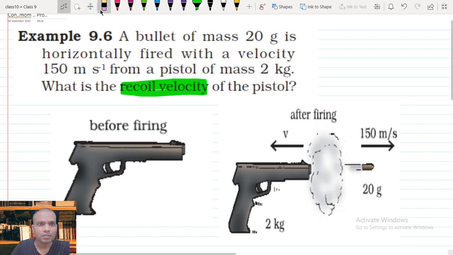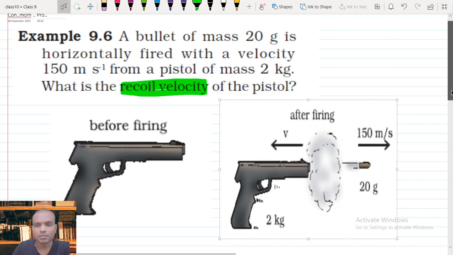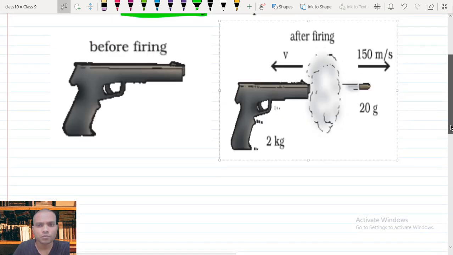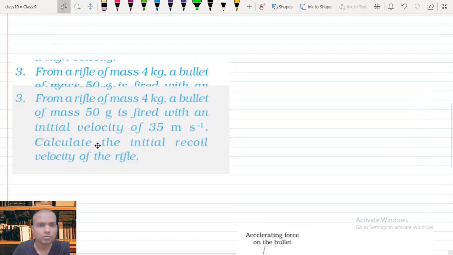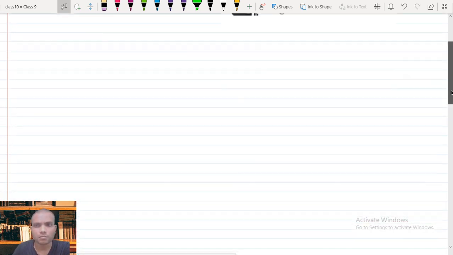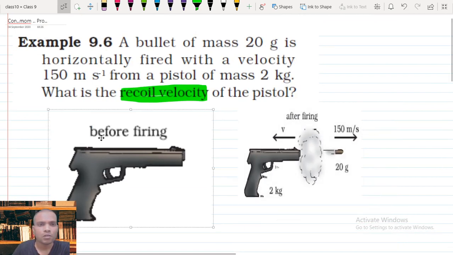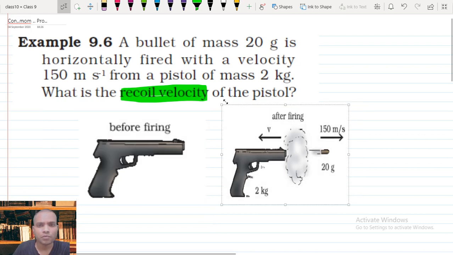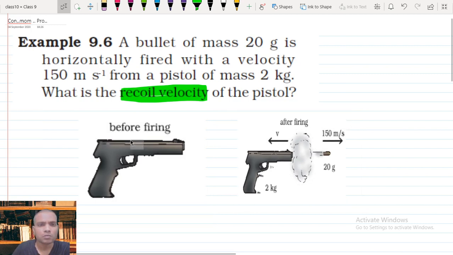So for that, we need to apply the law of conservation of momentum. Suppose I keep these two figures here, so what do you remember about the law of conservation of momentum? Let me take it down so that I can get space. So according to the law of conservation of momentum, total momentum before collision is equal to total momentum after collision.